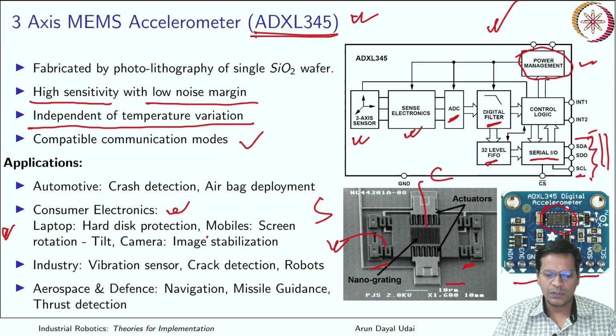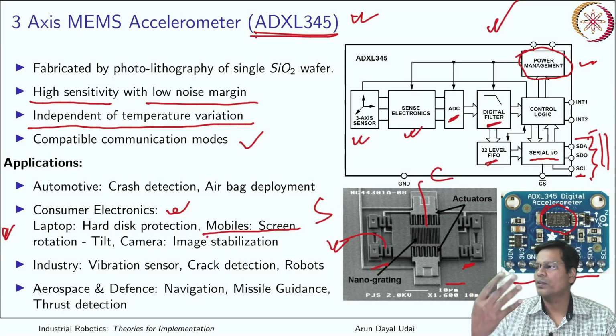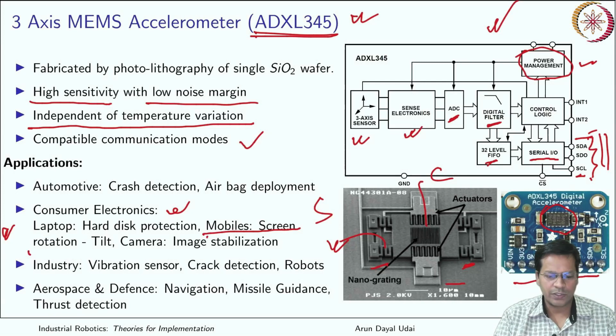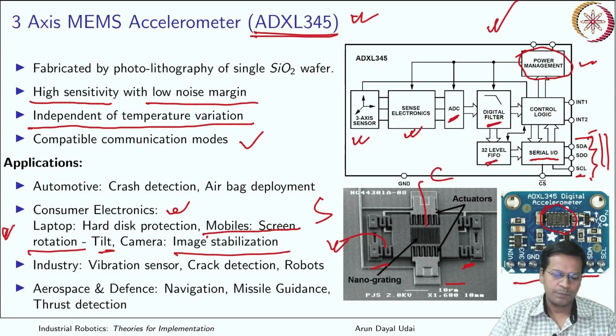In mobile phones, yes, you have screen rotation: when you rotate your screen, your text is always made straight so that you can view it properly. That screen rotation mechanism works based on the tilt sensor which is there inside. Right, camera image stabilization also works taking input from this.